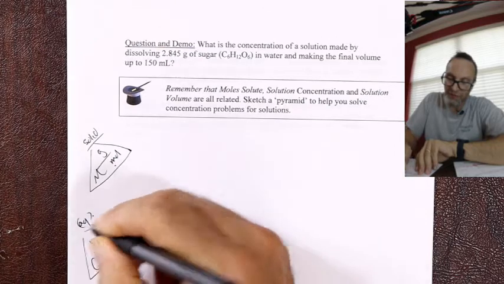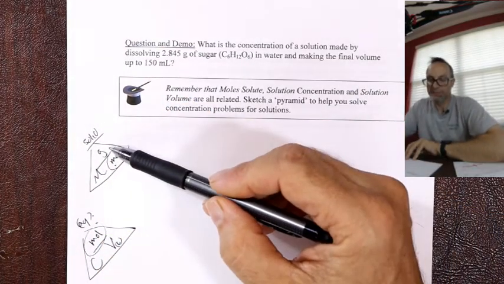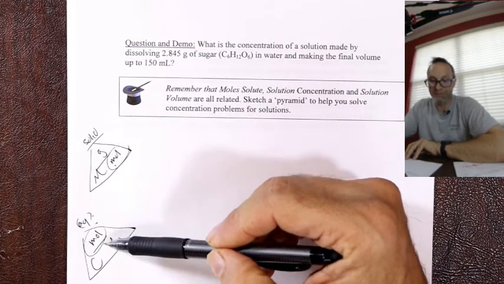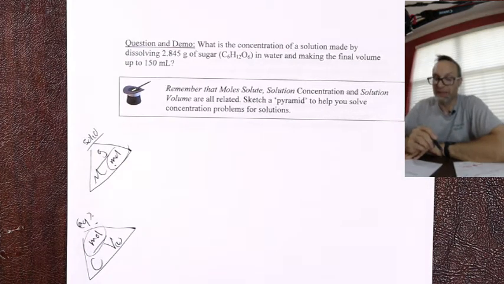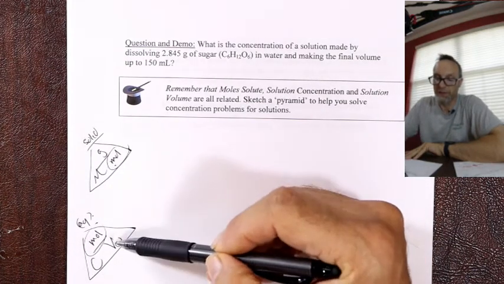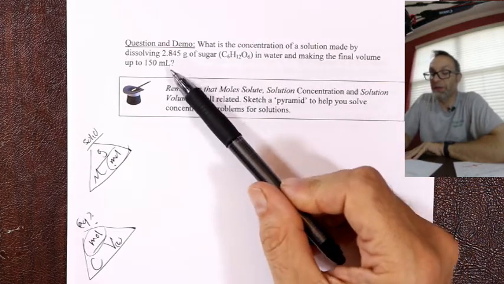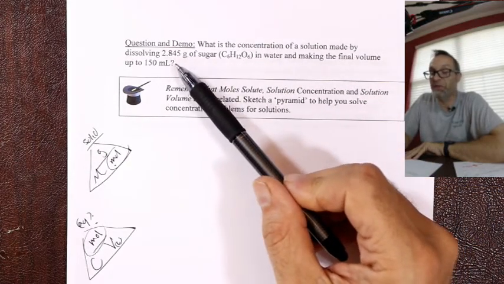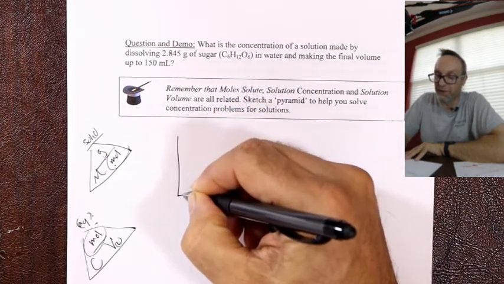And that's the other triangle. What connects the two is moles. So you can weigh something, put it in a flask, make it a certain volume and find its strength. And that's exactly what we're going to do with the sugar solution. So let's read the question and then use this one, then this one. What's the concentration made by dissolving 2.845 grams of sugar in some water, making the final volume 150?